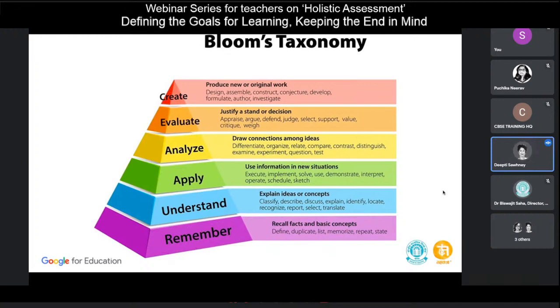Are you going to get them to understand? Will you get them to apply this to another situation? Will you get them to analyze? Is it something where you do a Venn diagram or a compare and contrast, that this is the situation and this is the situation, find the links in them?